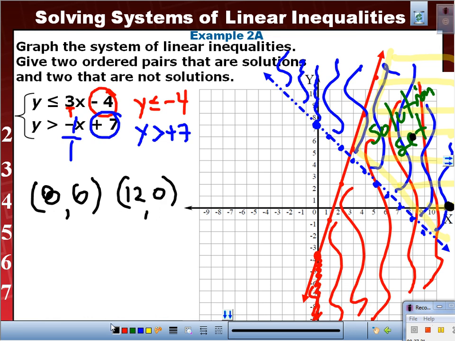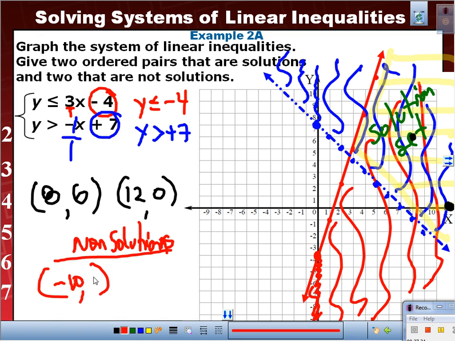How about non-solutions? Who can give me 2 non-solutions? Let's see. Jason, go. Negative 10, 0. Negative 10, 0 is right there. That's a non-solution. Mel? Negative 1, 1. Okay. Yep, that's a non-solution.